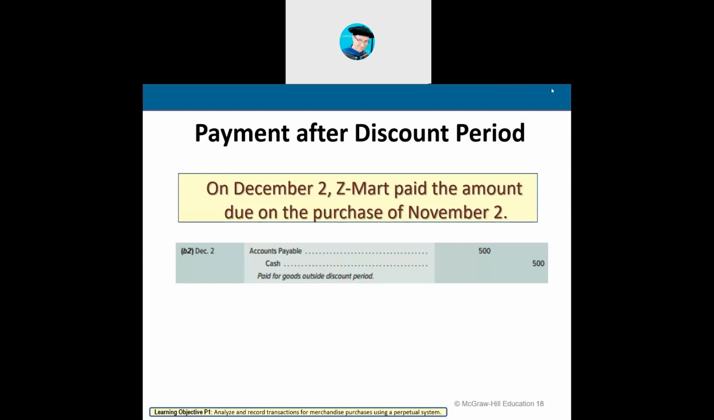So the payment after the discount period. What this simply means is if I don't pay that invoice within that first 10 days, I owe the total amount within 30 days, right? Because that was the credit terms. So let's say instead of taking advantage of that discount, I'm going to just pay the whole 500. So we would simply debit accounts payable 500 and credit cash 500. In other words, I missed the discount period. This is what the journal entry would be.